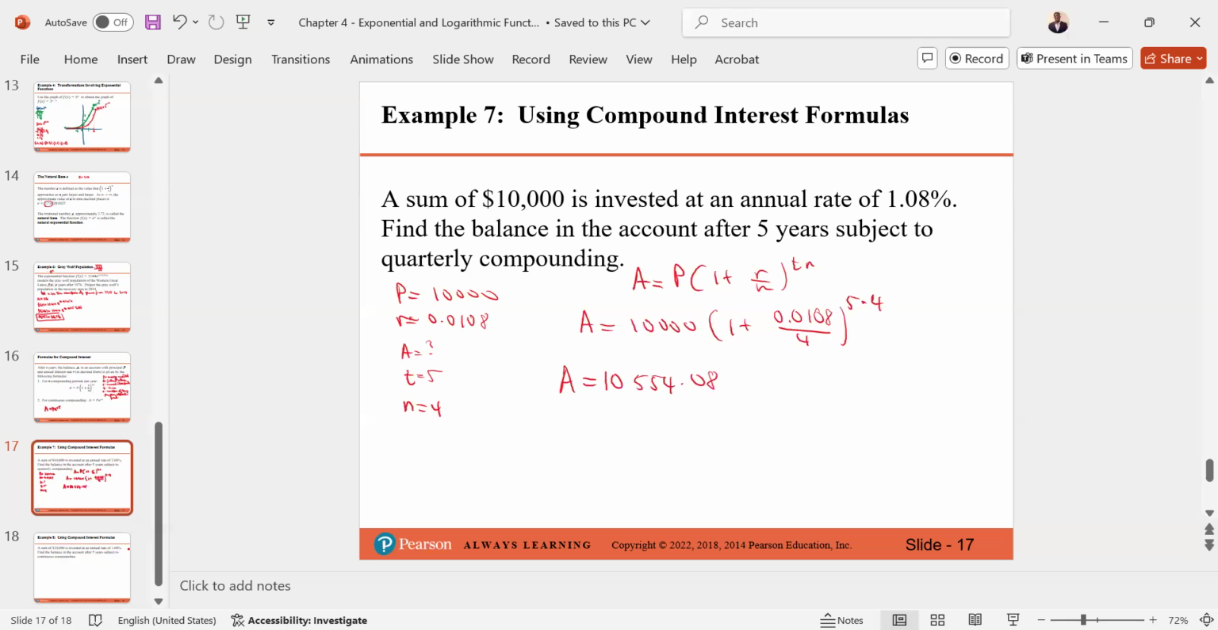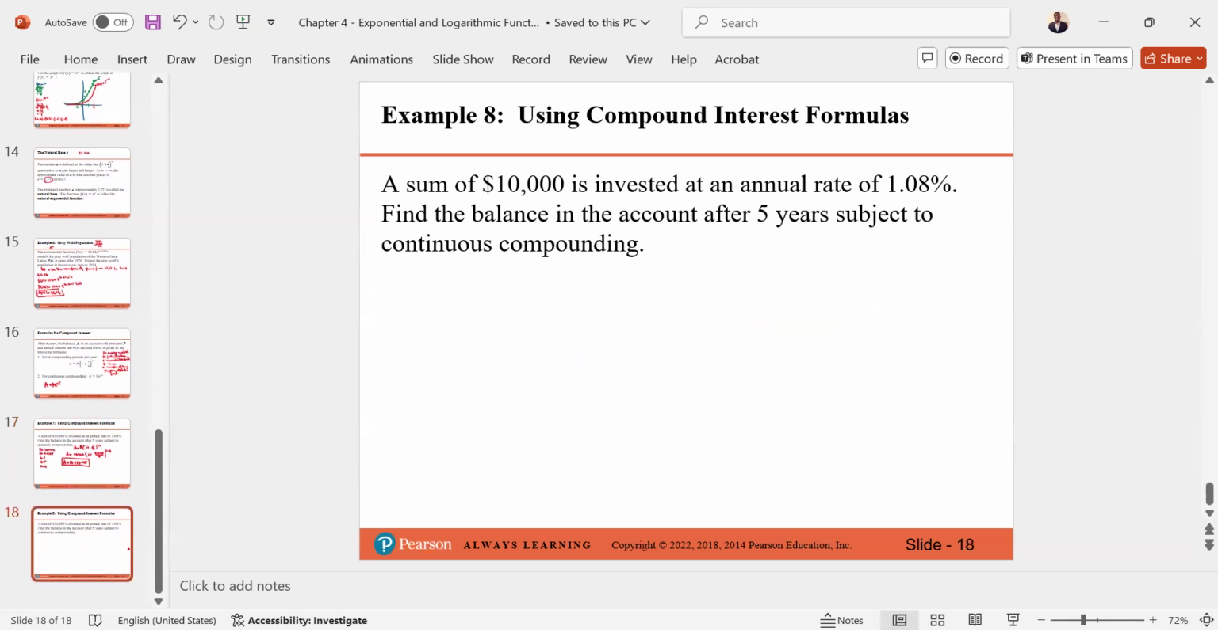So make sure you borrow a calculator or you buy one, but at least you need a calculator. Okay, so this is what we're going to have in this account. If you invest $10,000 at only 1.08% interest rate for 5 years, subject to quarterly compounding, at the end of 5 years, you would have in this account $10,554.08. So after 5 years, the interest earned would be $554 and 8 cents.